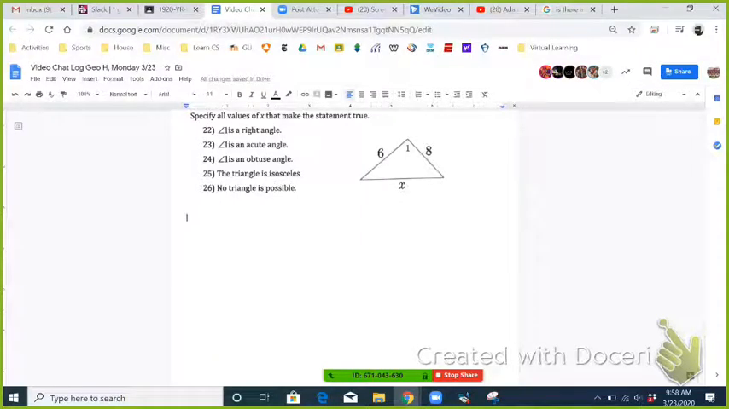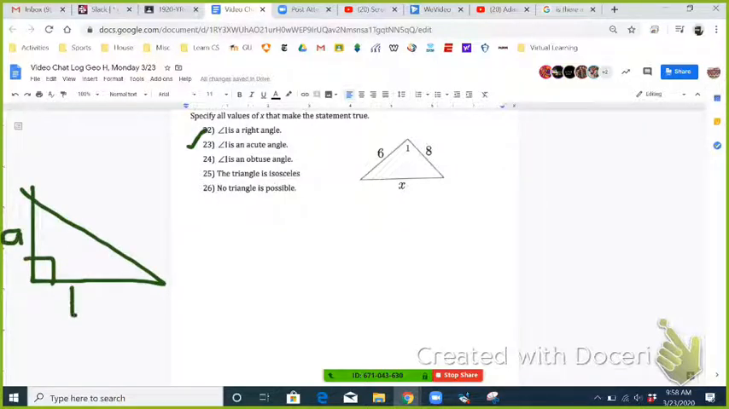Alright, so now we're going to go over 23. Find the values for x that make this an acute triangle. The way I think about these types of questions is I think of a right triangle, and I know that this is the converse of the Pythagorean theorem here.